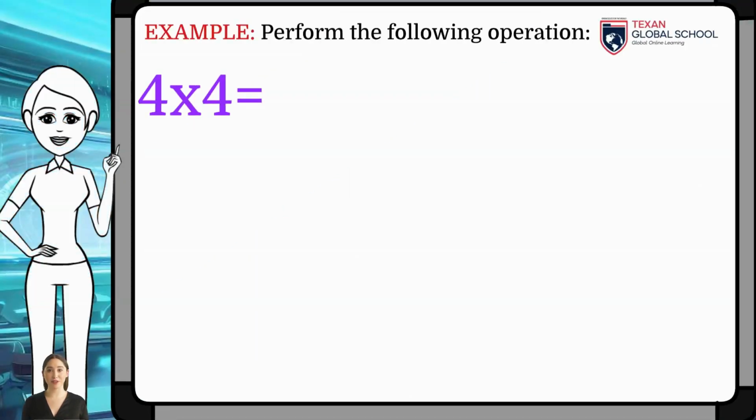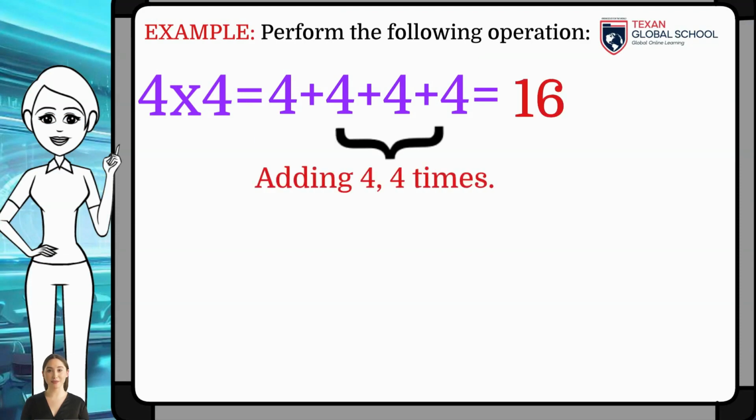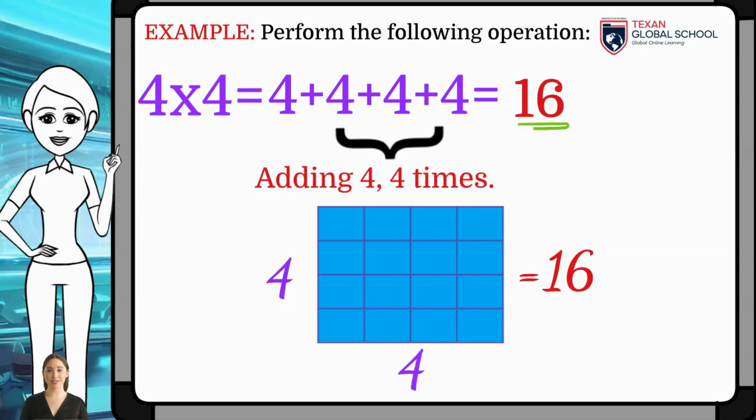Now, multiply 4 by 4. So, add 4 4 times. Therefore, 4 times 4 is 16. The model represents 4 rows by 4 columns, so we have 16 ones. Hence, we conclude that 4 times 4 is 16.